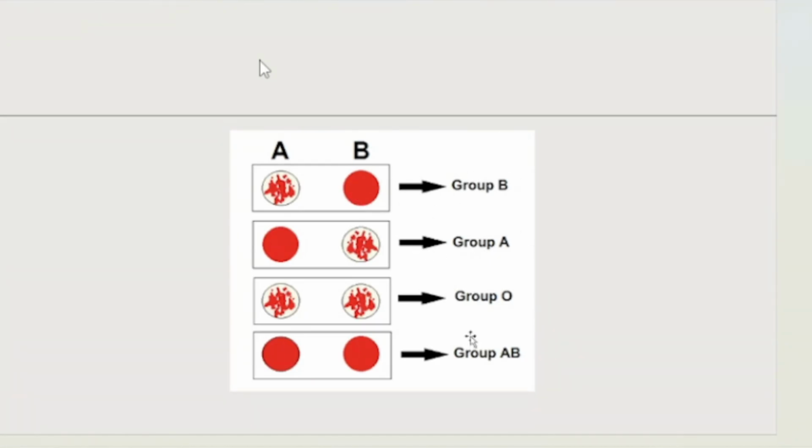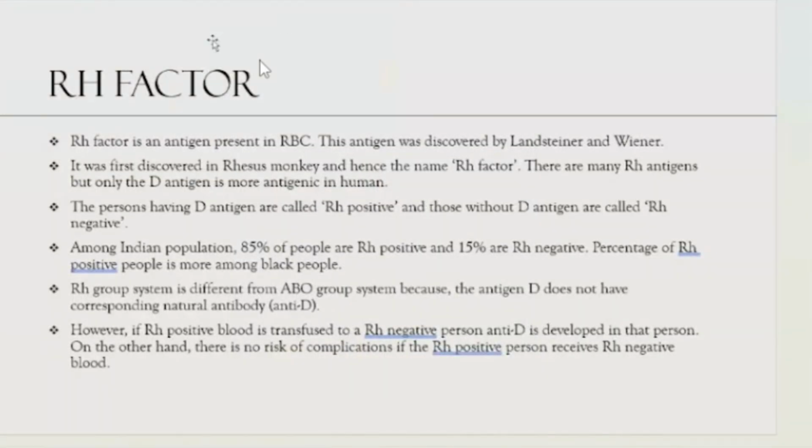Then Rh factor, as I said, is an antigen that is present on the red blood cell. The antigen was discovered by Landsteiner and Wiener. It was first discovered in a Rhesus monkey, hence the name Rh factor. There are many Rh antigens, but only the D antigen is highly antigenic in humans. Persons having the D antigen are called Rh positive, and those that do not have the D antigen are called Rh negative.